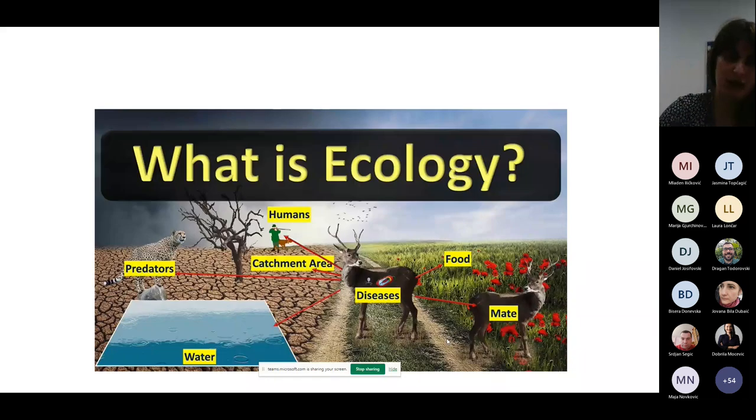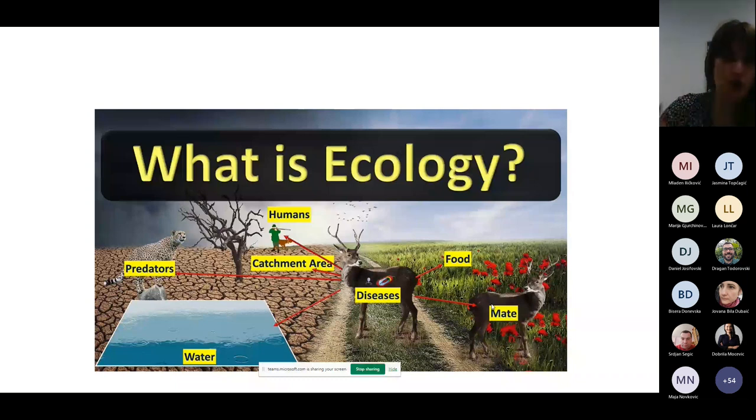So let's see here. If I want to calculate how the number of these predators will affect the number of deer, this prey population in this habitat, then I'm doing ecology. I'm not doing environmental science. So if I want to see how this drought, the lack of water in the habitat, will affect the number of offspring of this deer, I'm actually talking about ecological processes in the ecosystem.